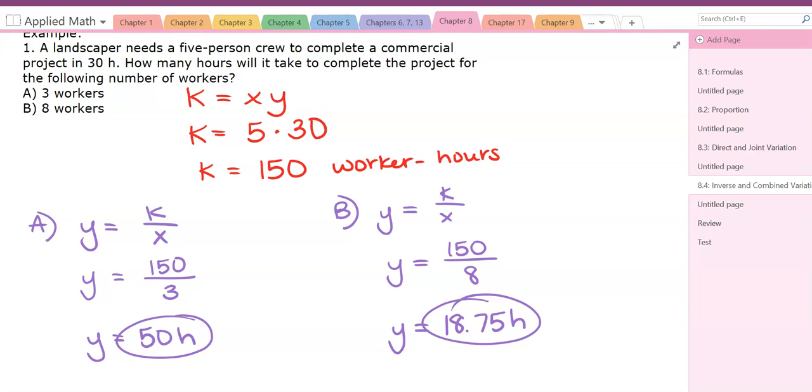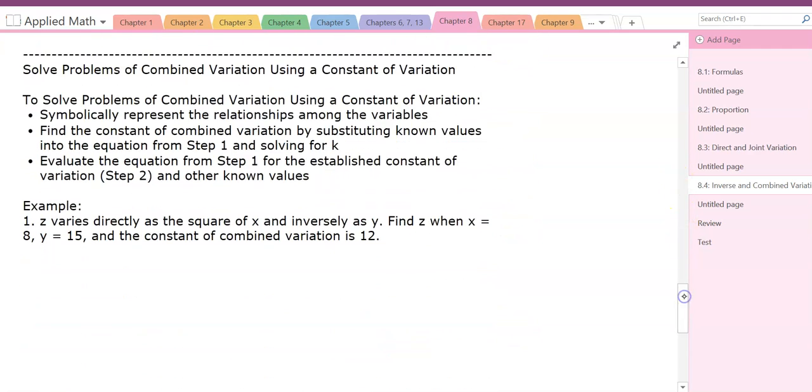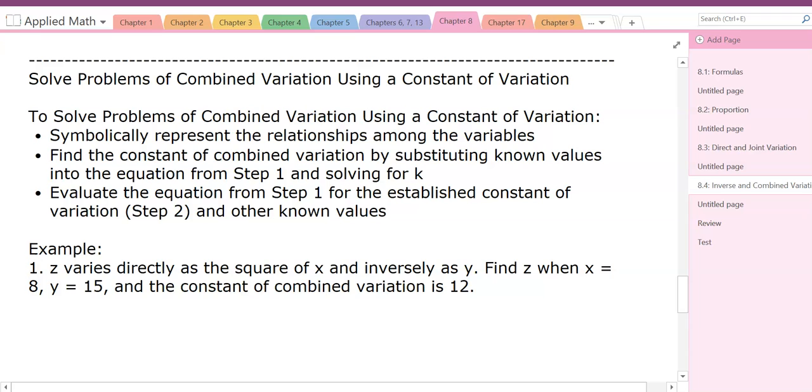Okay, so we're going to take this one step further now, and we're going to use this with combined variation. So we're still using the idea of an inverse variation here, but we're going to be doing combined, which means that there's going to be more than one data piece that we're looking at. So we're still going to set up using that form that we saw earlier where we had y equals k over x.